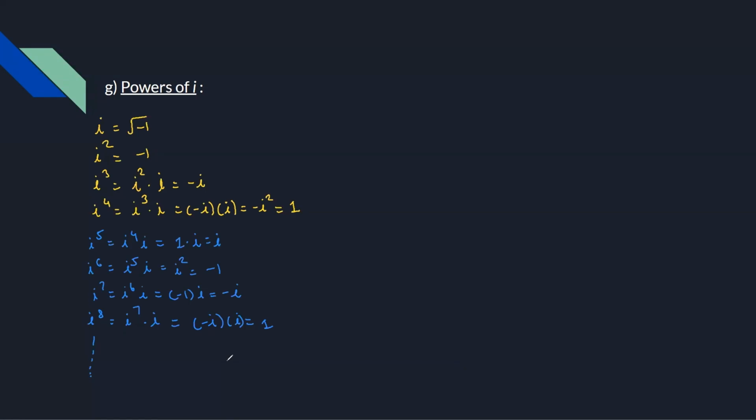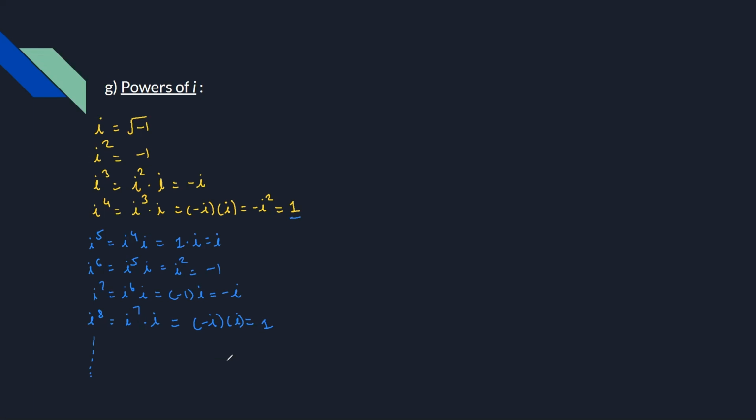So here on screen I have written powers of I up to 8. So I equals square root of minus 1. I square equals minus 1. Similarly, I cube, we can write it as I square into I, which is equal to minus I. I raised to 4 equals I raised to 3 into I, which if we solve we get 1. Similarly, I calculated the following powers.